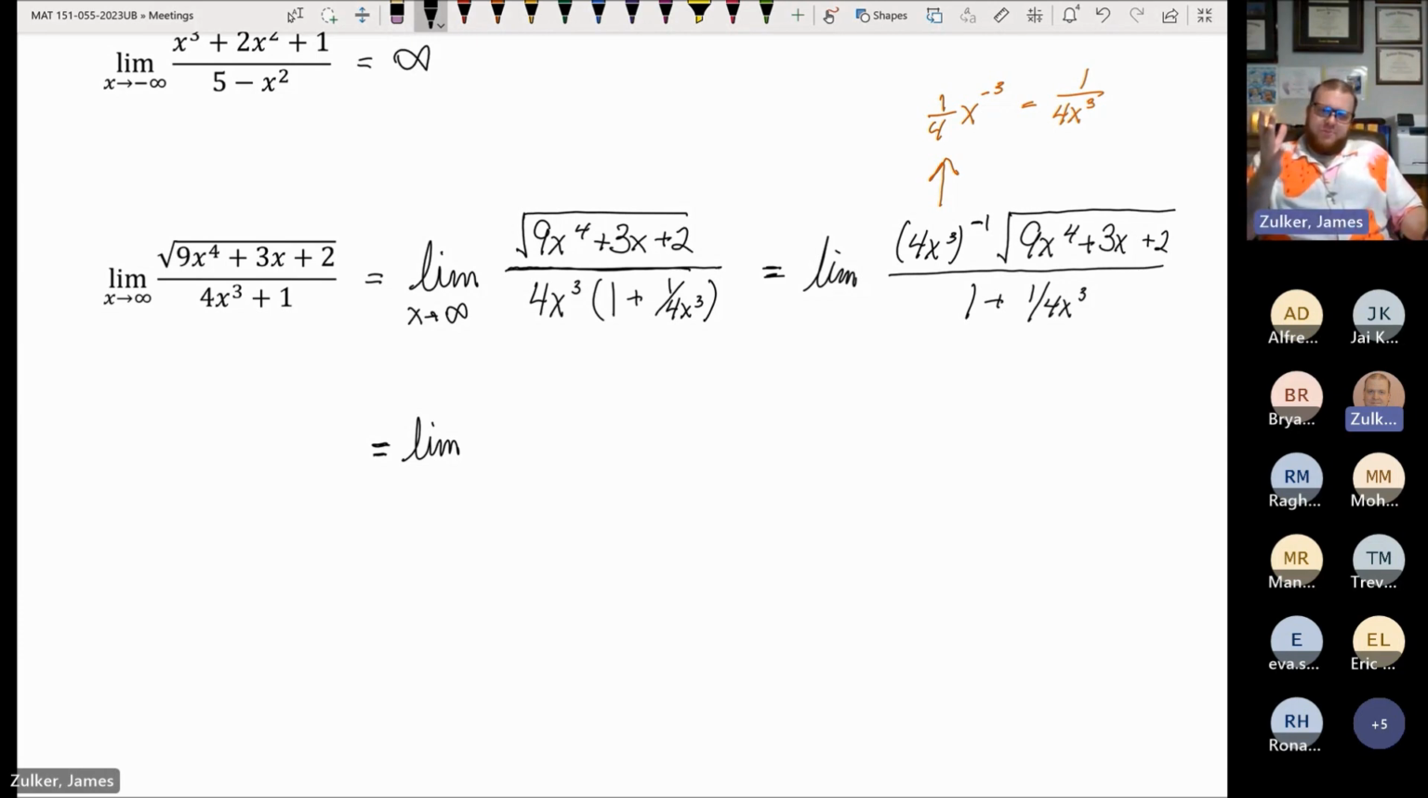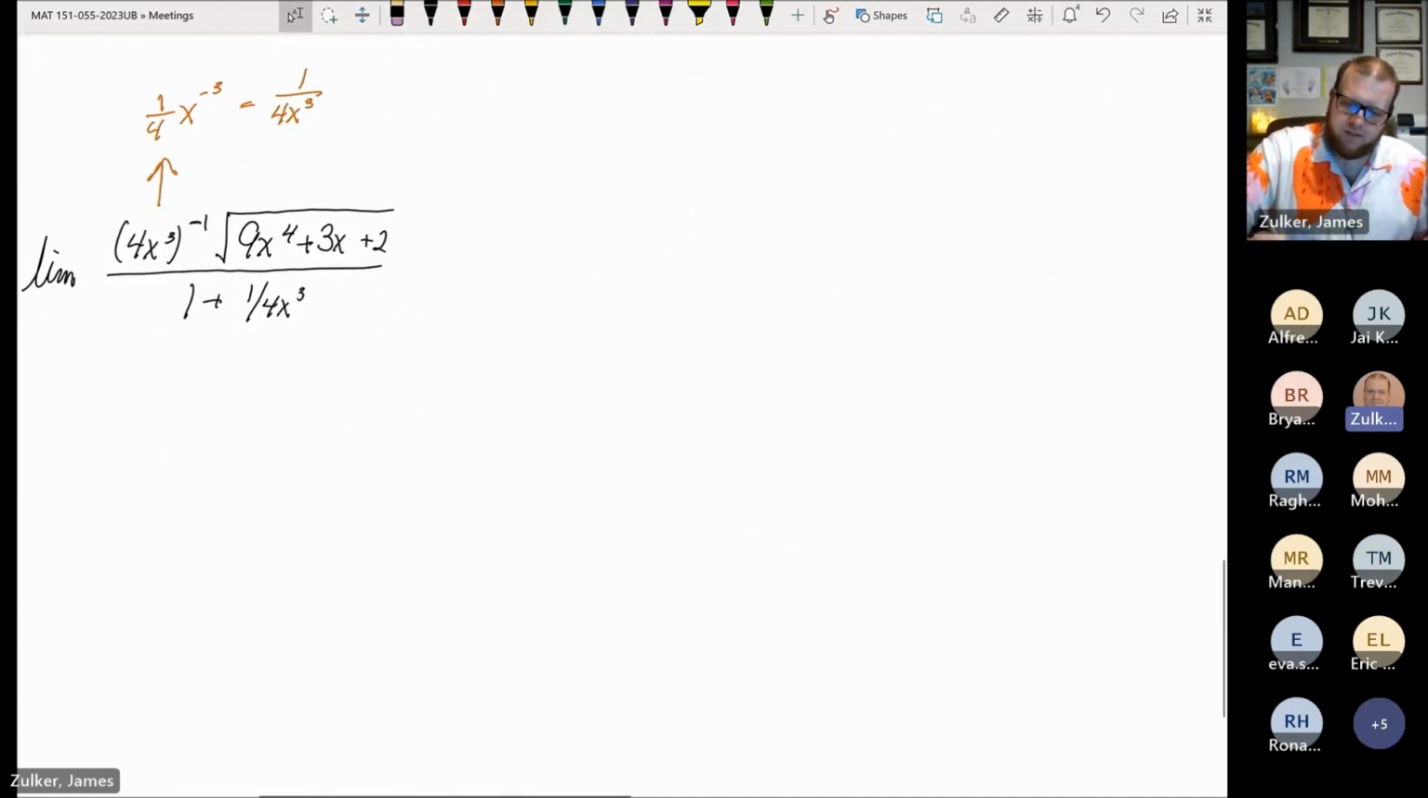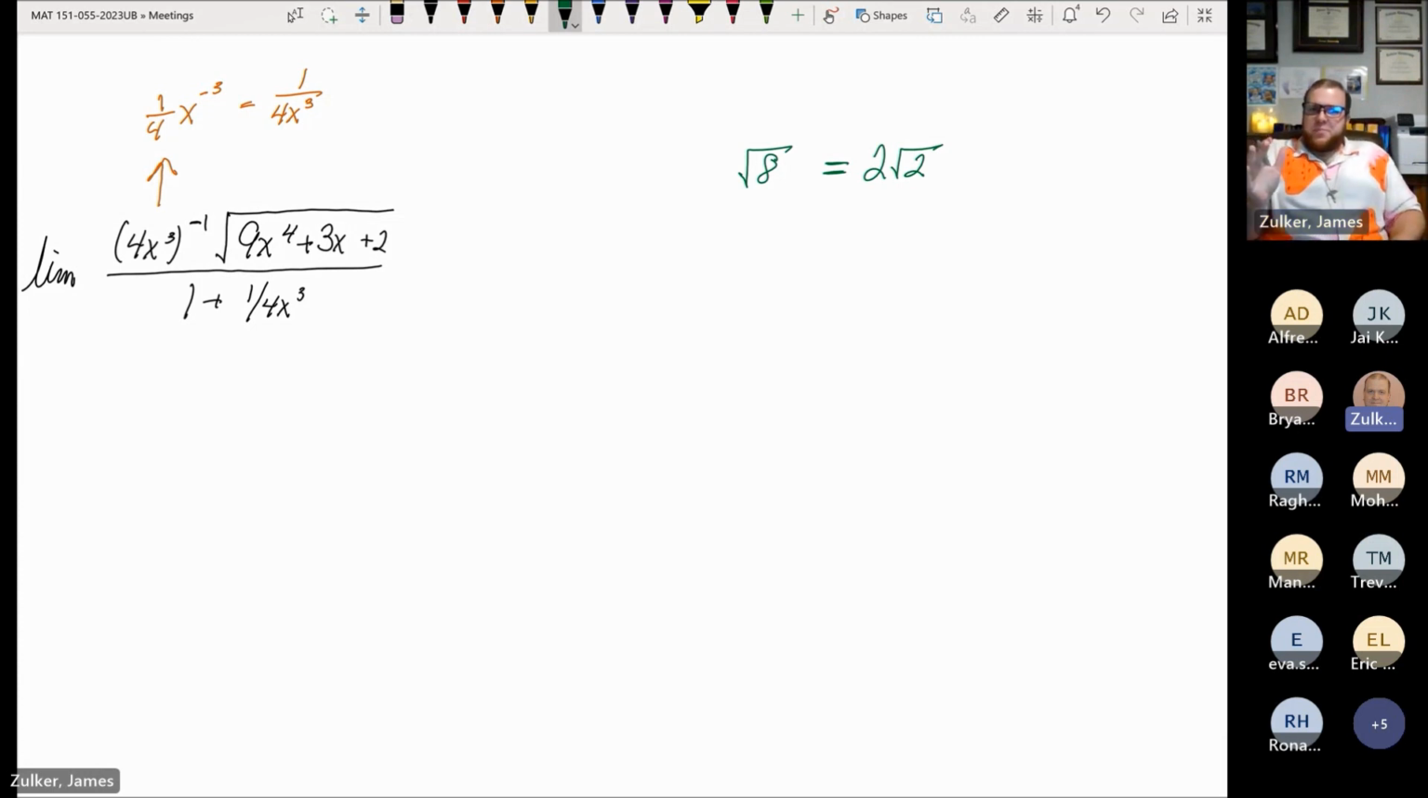We still want to distribute that term through. But how are we going to do it? So in other words, if I want to move that term, that 4x cubed inverse, inside the radical, we have to do something to it first. So think of the square root of 8. It's the same as 2 square root of 2, right? Well, how did we get that?